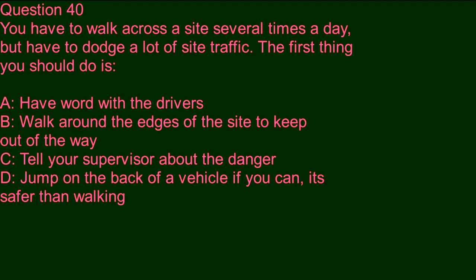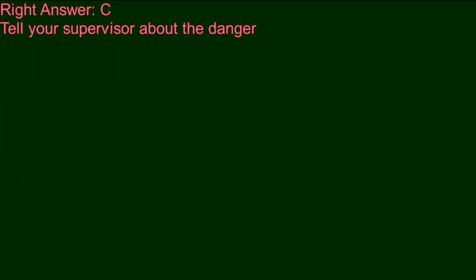Question 40. You have to walk across a site several times a day, but have to dodge a lot of site traffic. The first thing you should do is A. Have a word with the drivers. B. Walk around the edges of the site to keep out of the way. C. Tell your supervisor about the danger. D. Jump on the back of a vehicle if you can, it's safer than walking. Right answer, C. Tell your supervisor about the danger.